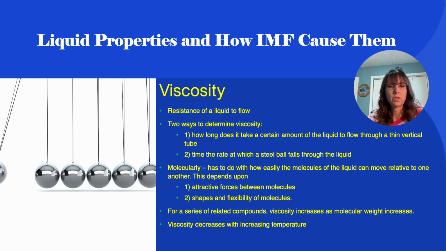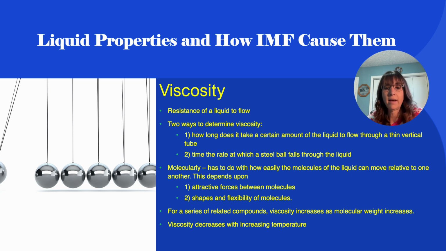We already defined a liquid early on, so what we really want to do now is get into a few liquid properties and how it is that intermolecular forces cause them. So the first one we want to look at is viscosity, and that is the resistance of a liquid to flow. You could think about syrup. That brown cheap syrup you buy at the grocery store to put on your pancakes flows pretty well, but if you actually buy corn syrup, it flows very, very slowly. That's viscosity. Two ways to determine this. One, you could just time how long it takes a liquid to flow through a vertical tube. And another one is you could literally have two liquids and put a steel ball and time how long it takes to go through that liquid.